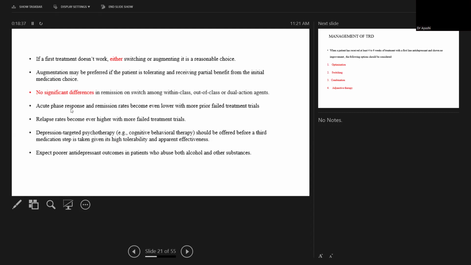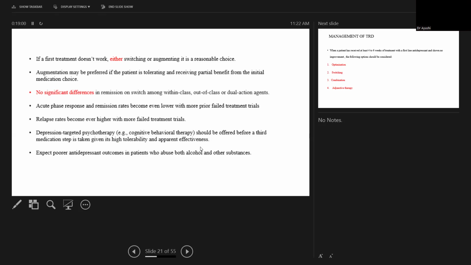The study also looked at whether you can switch within class or to a different class of antidepressants. There was no significant difference in remission on switching among within class, out of class, or dual action agents. And then acute phase response and remission rate become even lower with more failed treatments. Relapse becomes more frequent with more failed treatment trials.